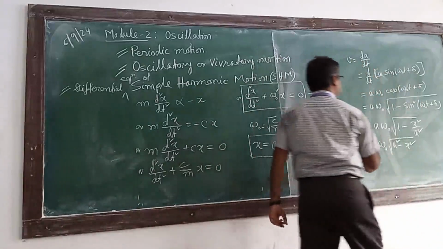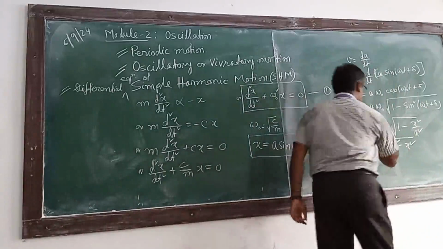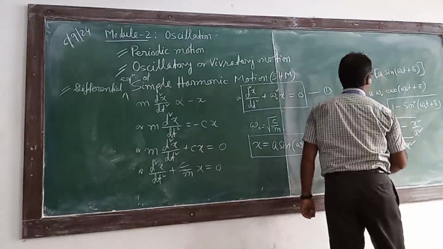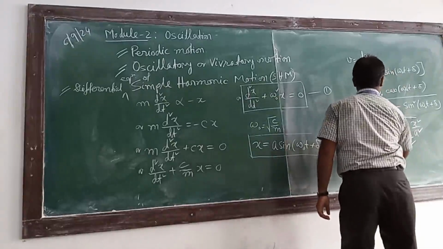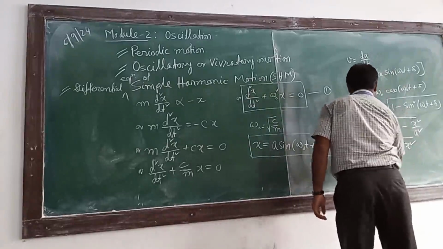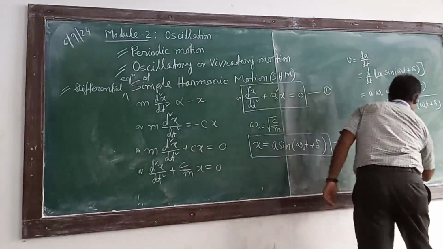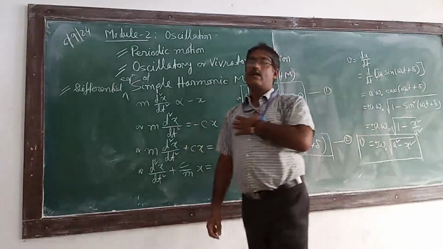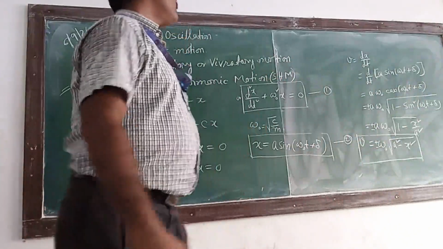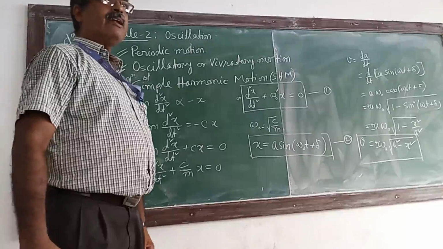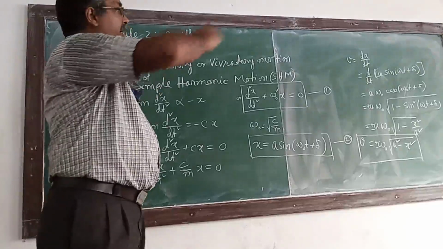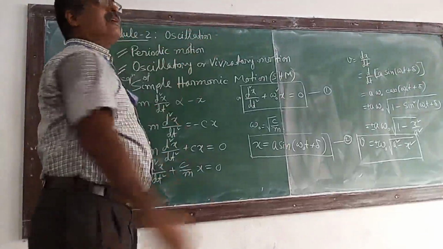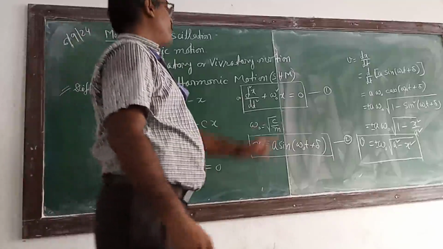So v equals omega naught root over a square minus x square, and here we must put plus minus, since cos theta equals plus minus root over 1 minus sin square theta. Why is it plus minus? If it goes in the right hand direction, then it is plus, and if it goes in the left hand direction, it is minus. So I put plus minus.